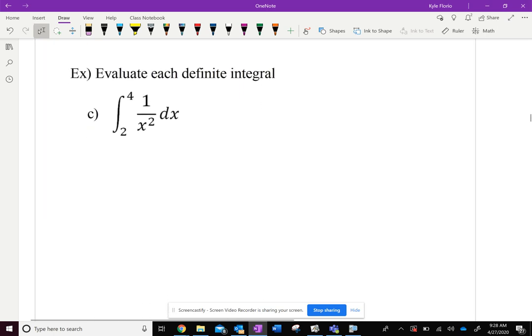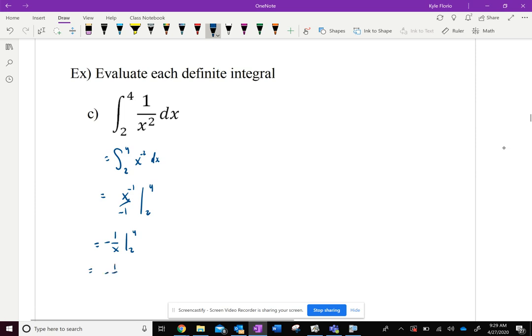Here's another example. Evaluate each definite integral. Copy it down. You can try it on your own. The first thing that I would do is just rewrite this as the definite integral of x to the -2 dx, and then just use my power rule. So that's going to be x to the -1 over -1. And we're going to go from 2 to 4. So that's really just going to be, you can float the negative to the numerator, so it's going to be negative, and I can rewrite x to the negative 1 as 1 over x from 2 to 4.